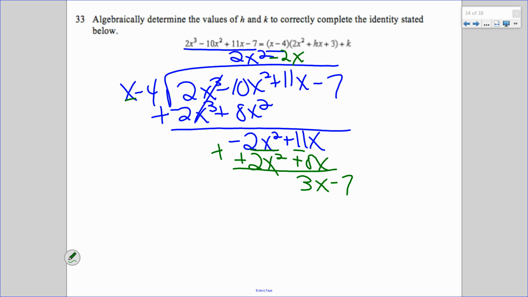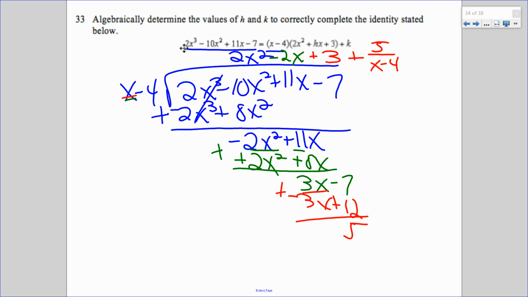Bring down. Divide. 3x divided by x is 3. Multiply: 3x minus 12. Subtract. Keep, change. And I have my remainder. So I have plus 5 over x minus 4.